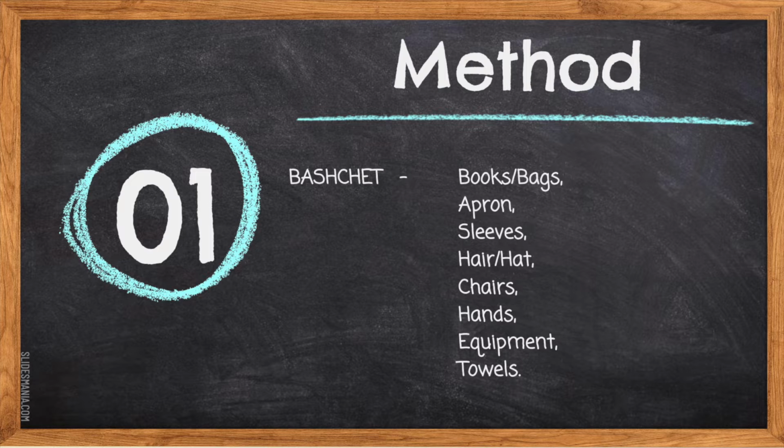H stands for long hair that touches the shoulders that needs to be tied back, or hats that need to be removed. C stands for chairs that should be tucked under your table and out of your way. H stands for hands that should be washed properly for 30 seconds using hot water and soap. E stands for equipment, which you should be getting out as quickly as possible without wasting time. And T stands for the towels that you need to pick up. You need at least 2 dishcloths and 2 tea towels.